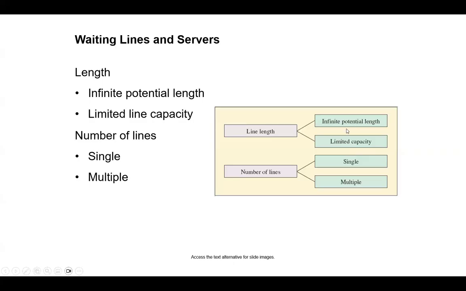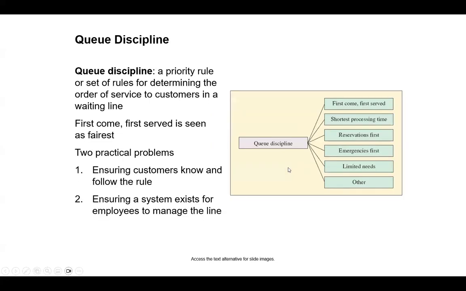And for some others, like if you are waiting for new fashion items, you stay in the line, and the line could go through another block. This is what we call potentially infinite length. So this is about the length and the number of lines.